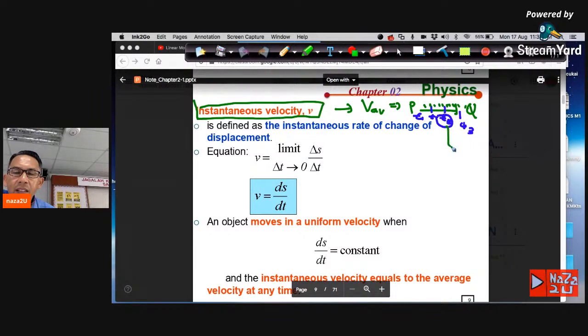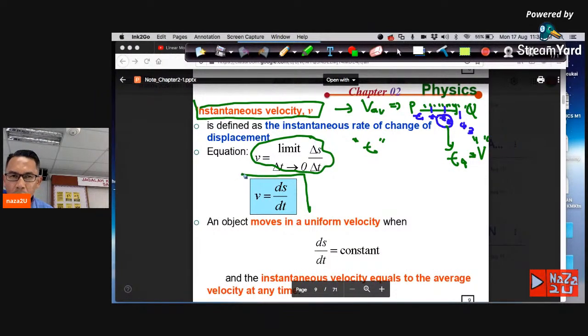Let's say at T4, what is the velocity? Instantaneous velocity is not about the average velocity. We talk about a certain time T, or dalam satu masa-masa yang khusus kita nak tahu. So this is the equation. This is mathematics, the equation that you can use to describe instantaneous velocity.